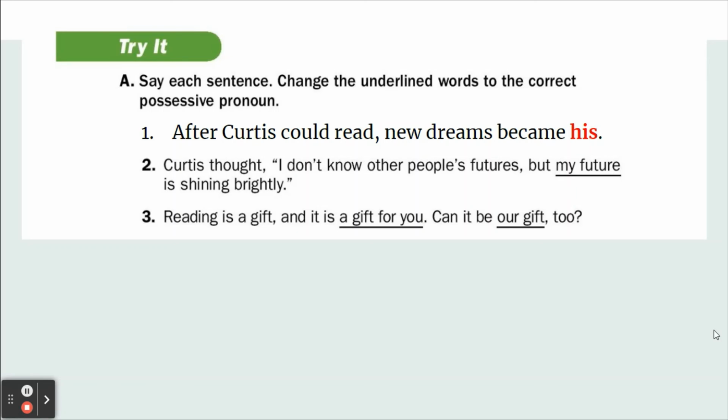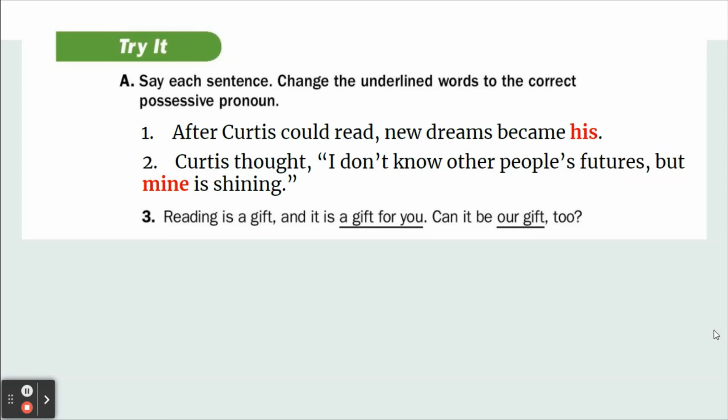Okay, let's go ahead and look at number 2. Curtis thought, I don't know other people's futures, but my future is shining brightly. So how can I replace my future? Very good, yes. So he could say, remember that we have that chart, so mine. Yes. I don't know other people's futures, but mine is shining brightly. Again, we don't need to say my future. We can say mine, and we know exactly what he's referring to because we have the antecedent before. We have people's futures. So we know we're talking about futures, correct? Okay, so let's go ahead and look at the last one.